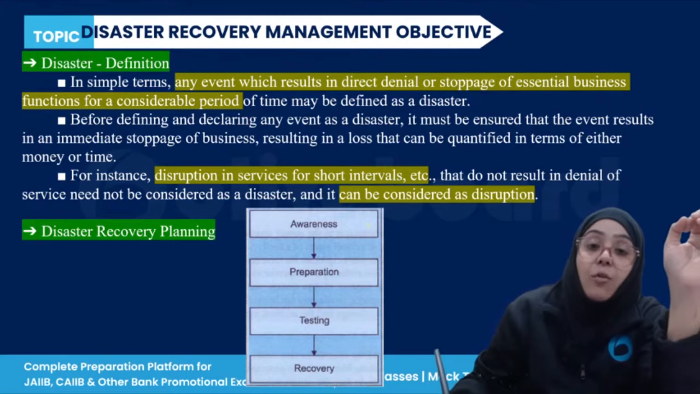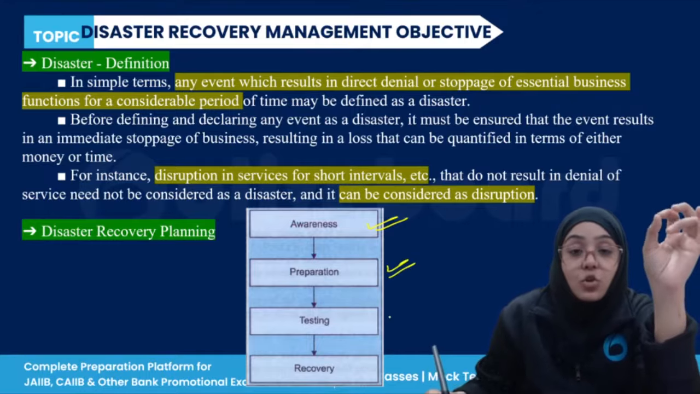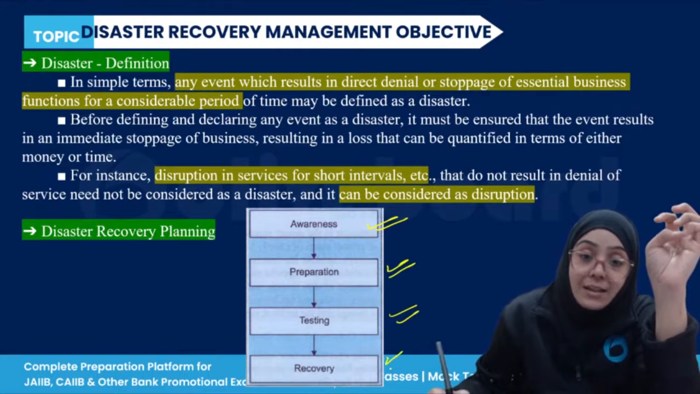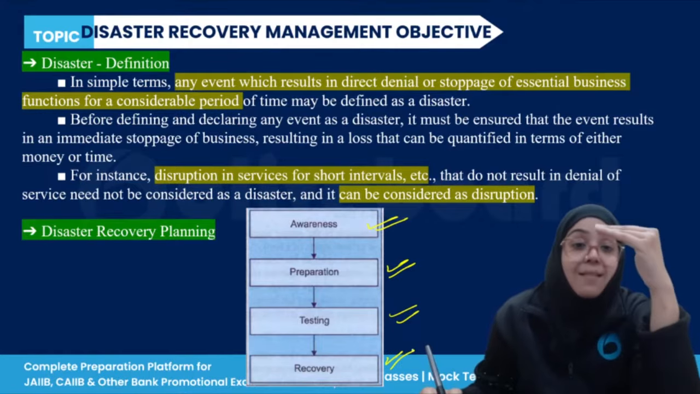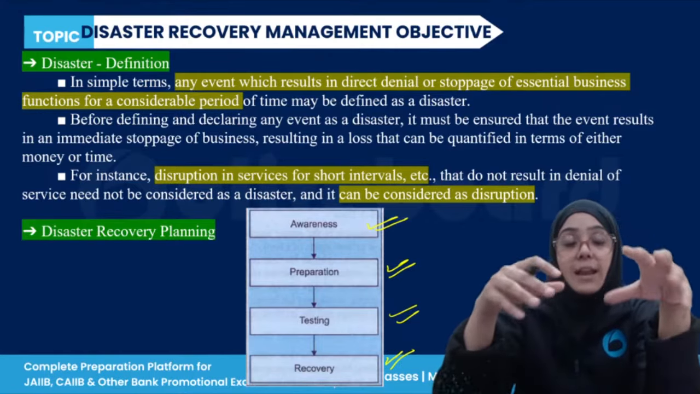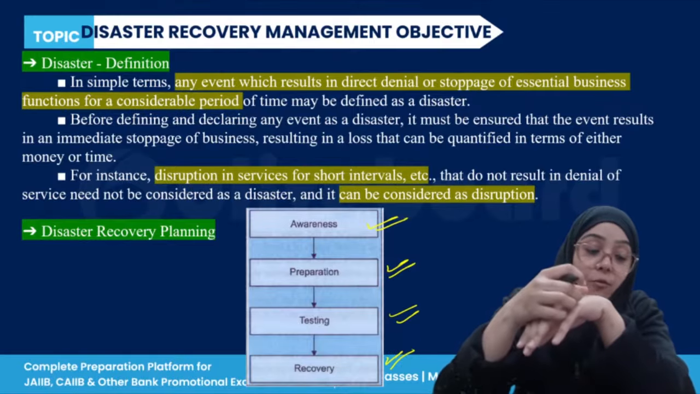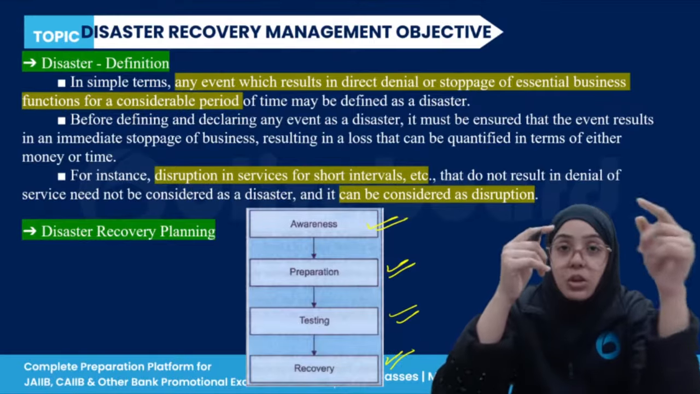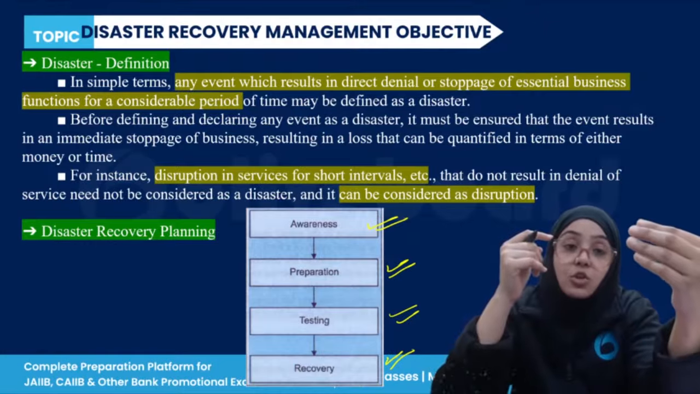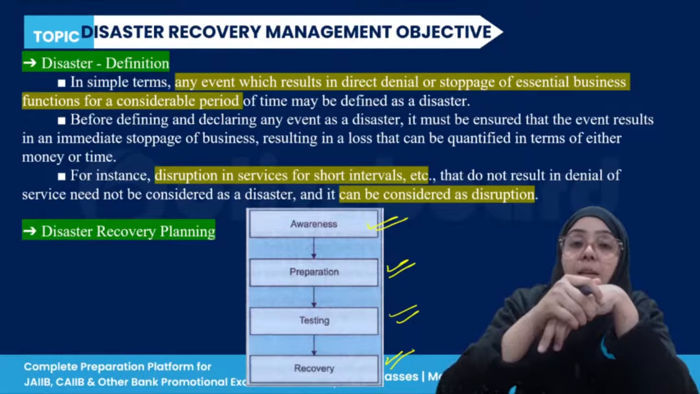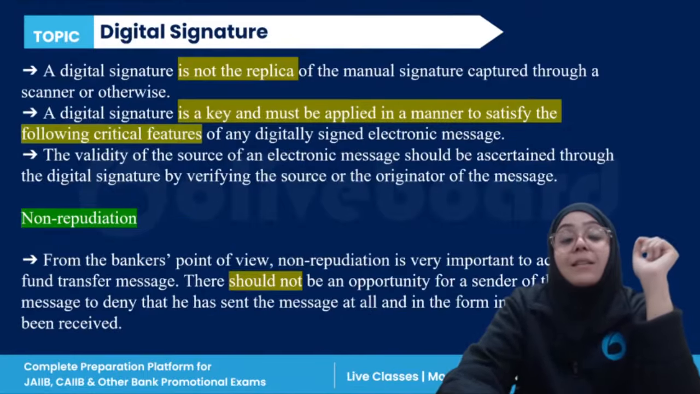Now, there are some steps in disaster recovery planning. You should be aware of how disasters work. You should be prepared for that. You should be testing, and then if anything happens, you recover from that. These are the steps, or the planning, which are done for disaster recovery. So you should be aware, you should be prepared, you should be testing, and there should be a proper recovery. Clear? Done.